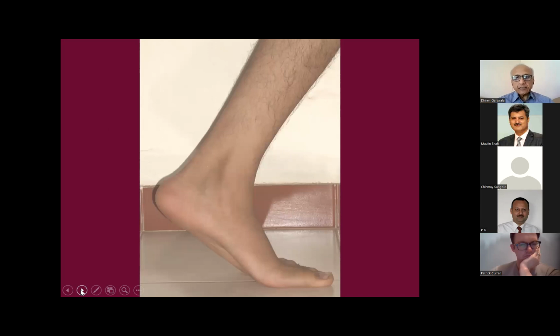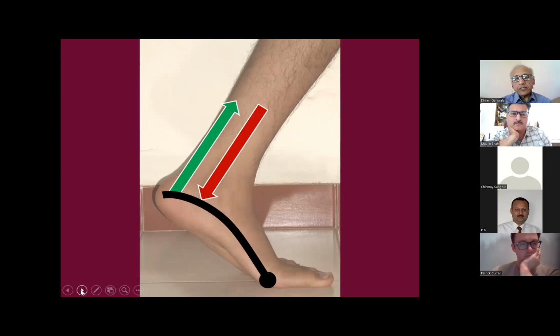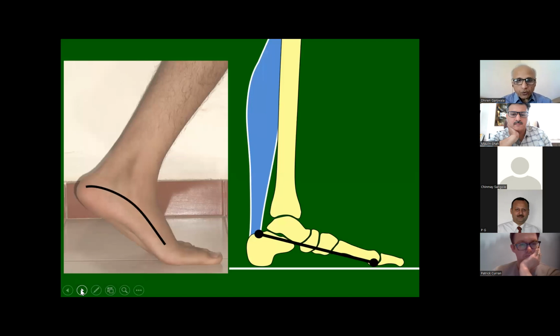So let's say that this is the foot with a good arch, and this is the lever arm. One end of the lever is the second metatarsal, and the foot itself is working as a strong support or a lever, on which the body weight is acting from the tibia. On the other end, the muscles are trying to lift the foot. So this is the normal lever arm in a normal person who has a good arch.